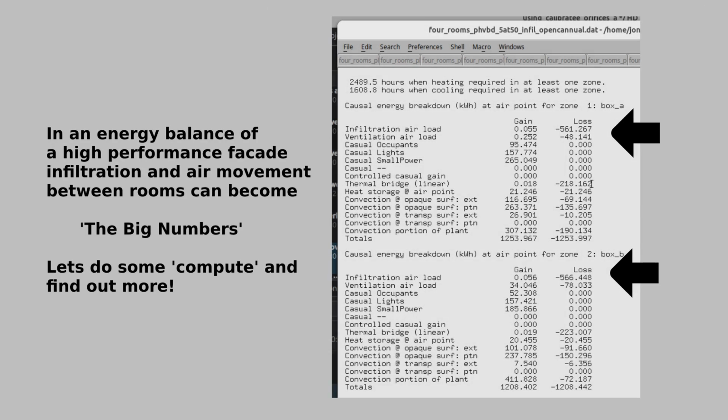Back to the physics. As the energy balance of a facade becomes less dominated by conduction, other paths, such as those related to unintended air leakage paths, play a bigger role.